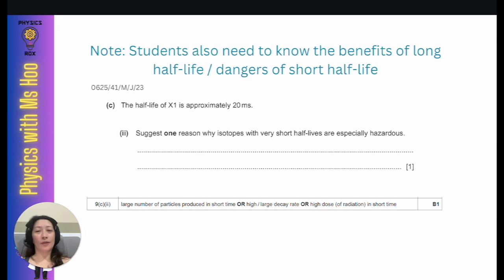So the understanding behind this is because for the radioactive material to drop to become almost zero, because of the short half-life, it's releasing a lot of radiation in order for it to be able to drop in such a short period of time. So that's why radioactive material with short half-lives are considered to be more dangerous.